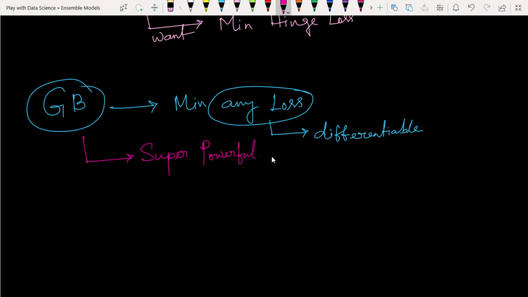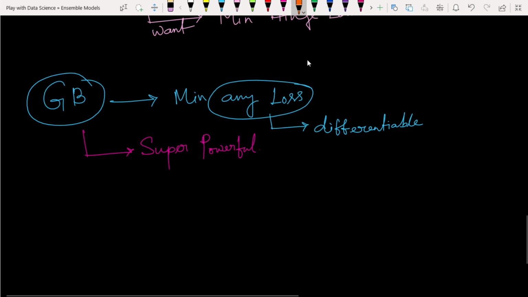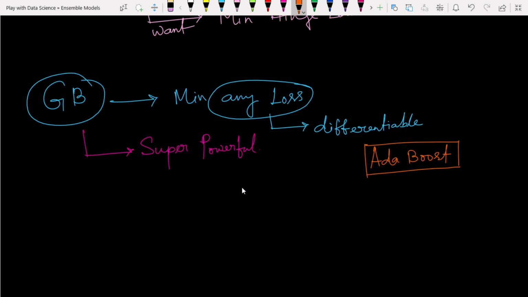It is a super powerful technique. And there is another kind of boosting technique called AdaBoost. We will see these things from an applicable point of view.